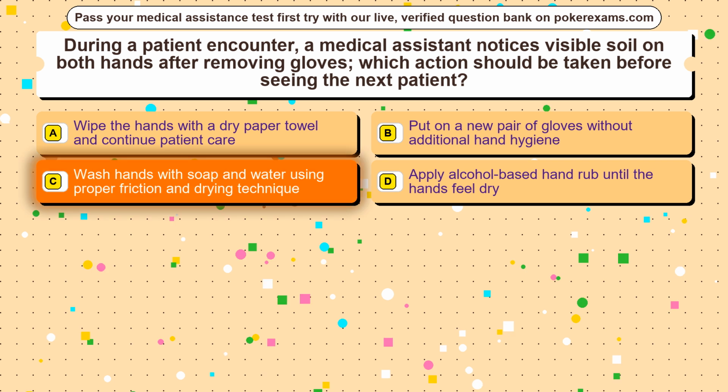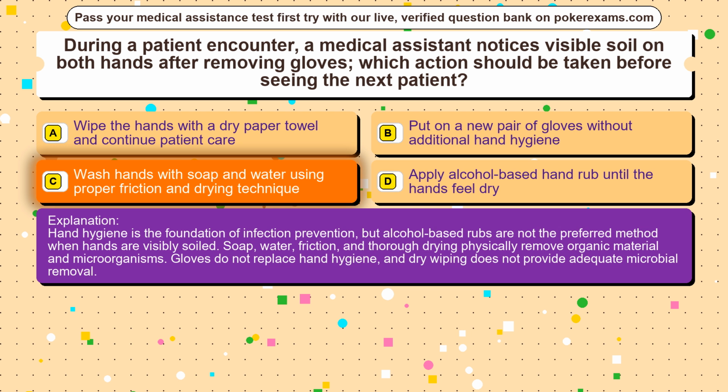The correct answer is option C, wash hands with soap and water using proper friction and drying technique. Hand hygiene is the foundation of infection prevention, but alcohol-based rubs are not the preferred method when hands are visibly soiled. Soap, water, friction, and thorough drying physically remove organic material and microorganisms. Gloves do not replace hand hygiene, and dry wiping does not provide adequate microbial removal.